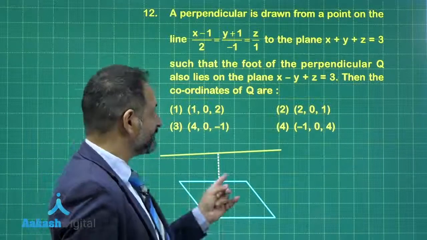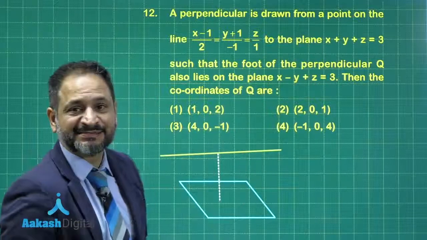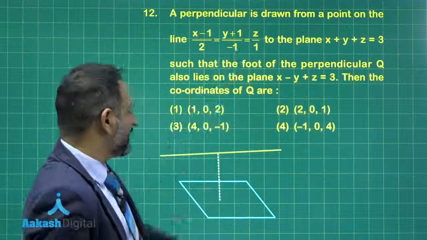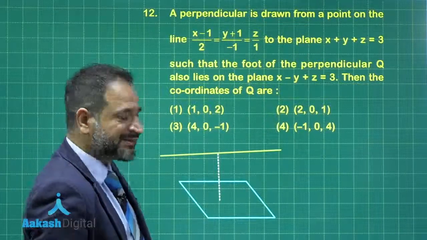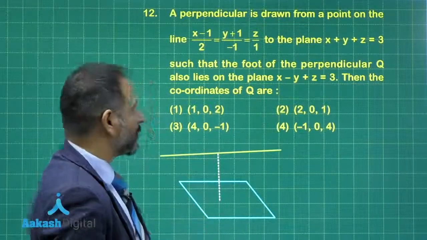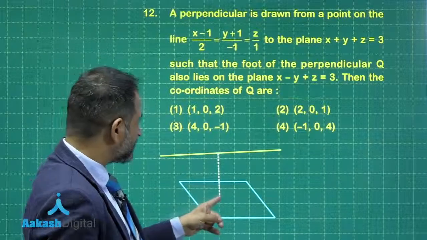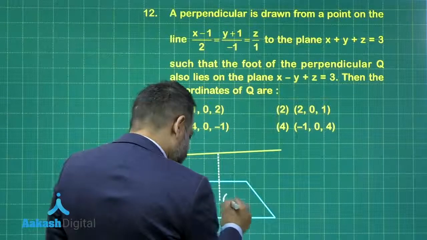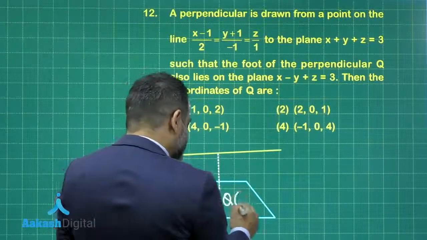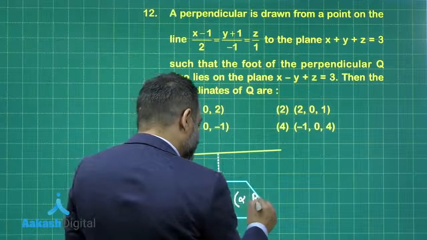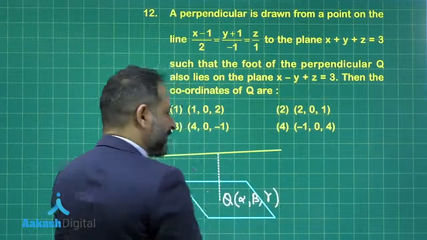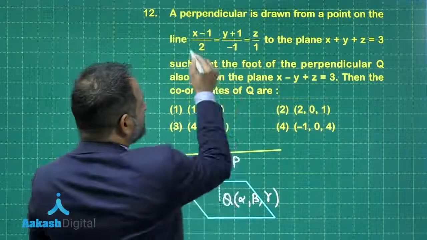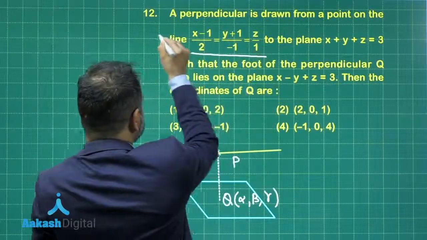This is a plane which is the first one, that is x plus y plus z is equal to 3, and this is the line, and from any point on this line a perpendicular is dropped, and this is the point Q. We have to find out the coordinates of this point Q. So, let us first assume this to be alpha, beta, gamma, and this point P which is lying on this line, equating this to lambda.